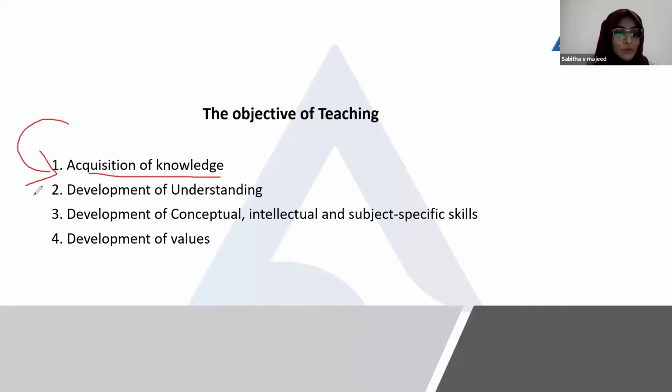Then coming to the second objective, it is the development of understanding.